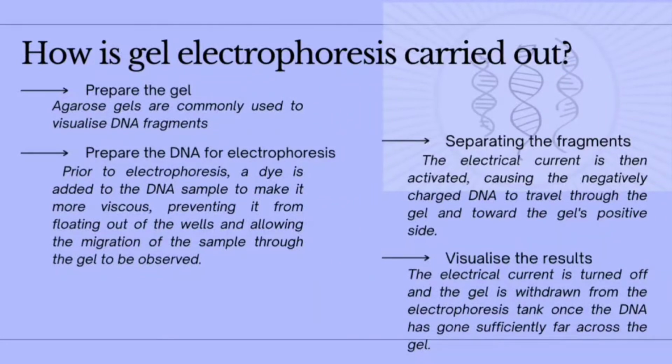After that, we separate the fragments. The electrical current is then activated, causing the negatively charged DNA to travel through the gel and toward the gel's positive side. The final step is to visualize the results. The electrical current is turned off and the gel is withdrawn from the electrophoresis tank once the DNA has gone sufficiently far across the gel.